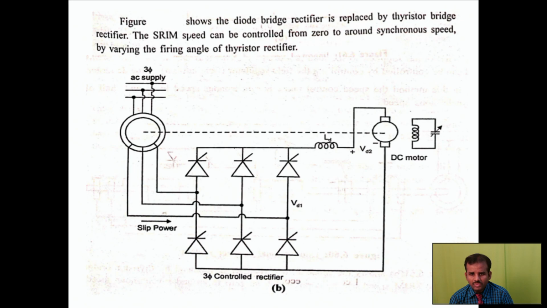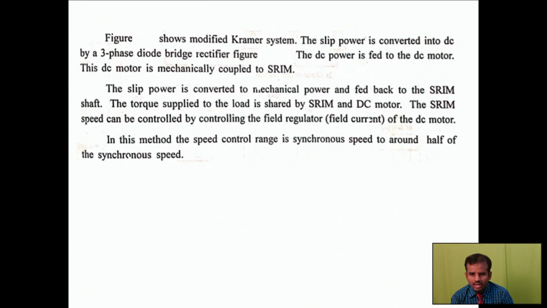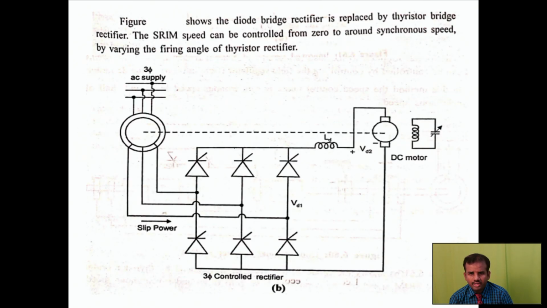So here the slip ring induction motor speed can be controlled from 0 to around synchronous speed, but in the previous version it was synchronous speed to around half of the synchronous speed. But now the slip ring induction motor speed can be controlled from 0 to around synchronous speed by varying the firing angle of the thyristor rectifier. Okay, here we have to vary the firing angle to control the slip ring induction motor speed. This is the main advantage of using this 3-phase controlled rectifier when compared to the diode bridge rectifier. This is the modified version of the Kramer system.